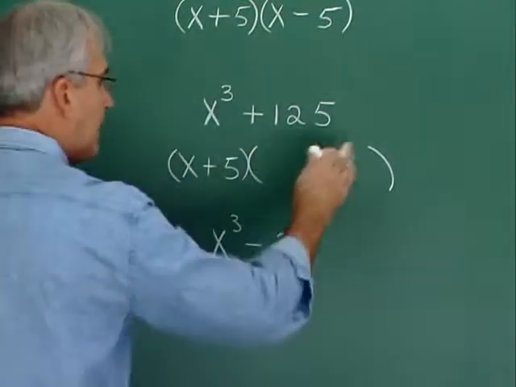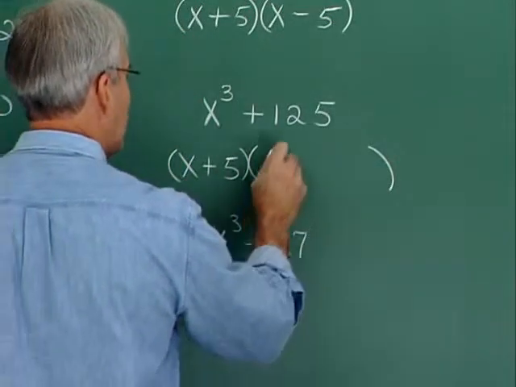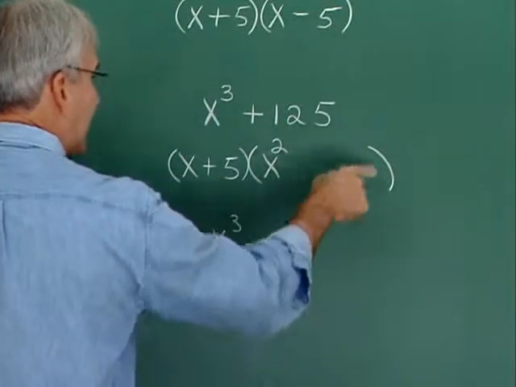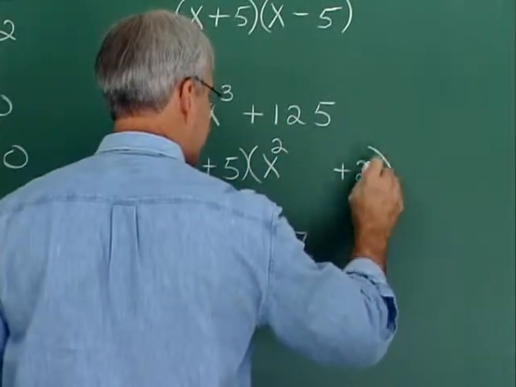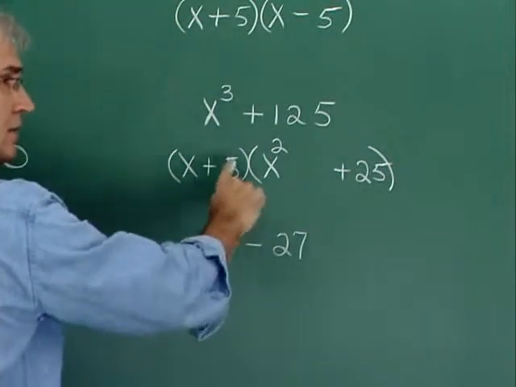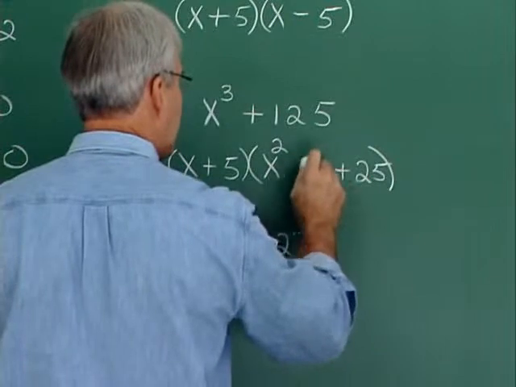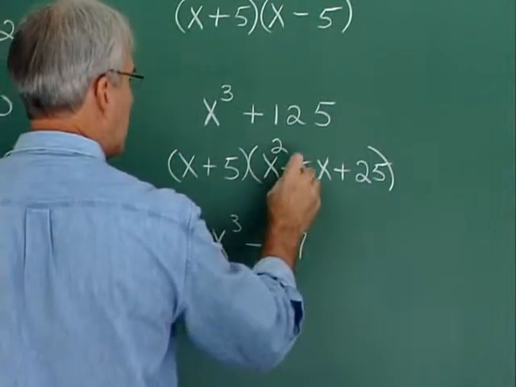Now we go and identify the items in the trinomial. The first term of the trinomial is this guy squared. The last term of the trinomial is this guy squared. The middle term is the product of these 2 without regard to sign. So 5 times x, 5x. And actually the sign here is the sign opposite that one.